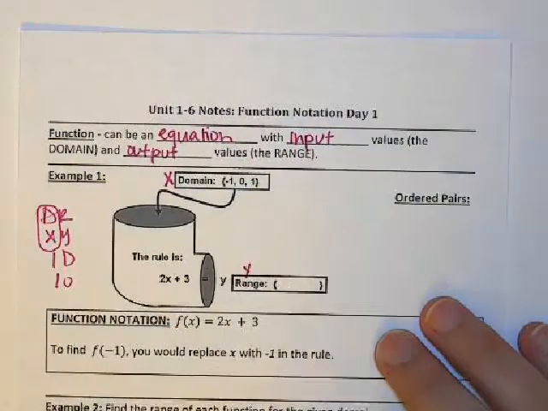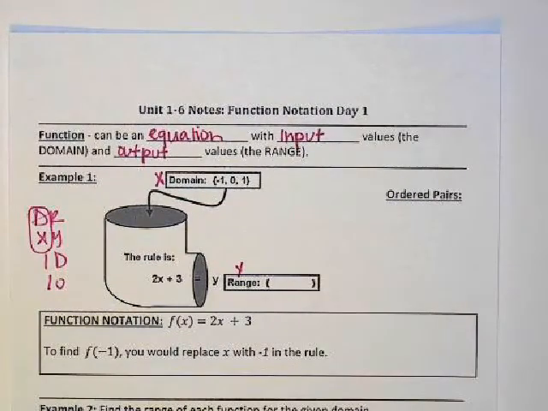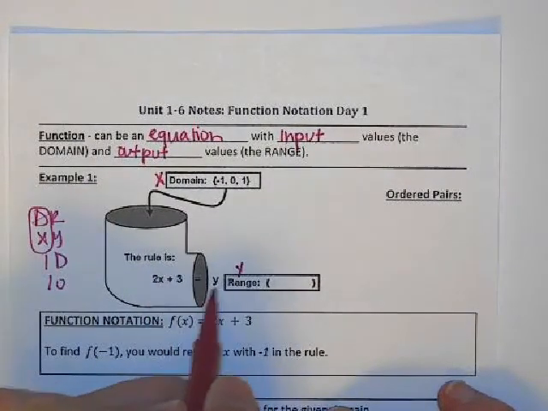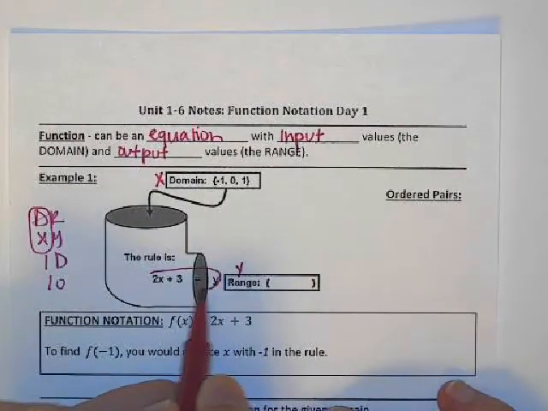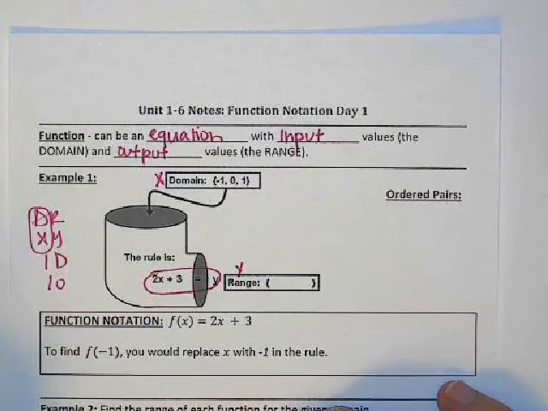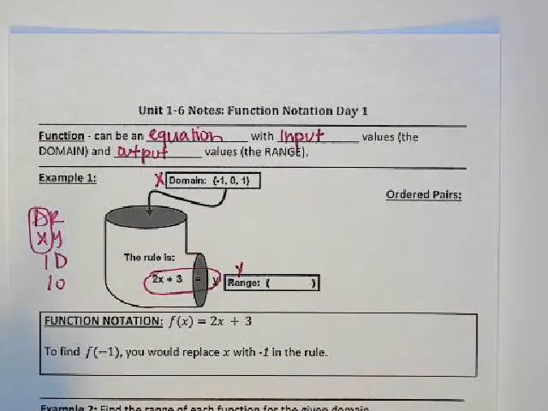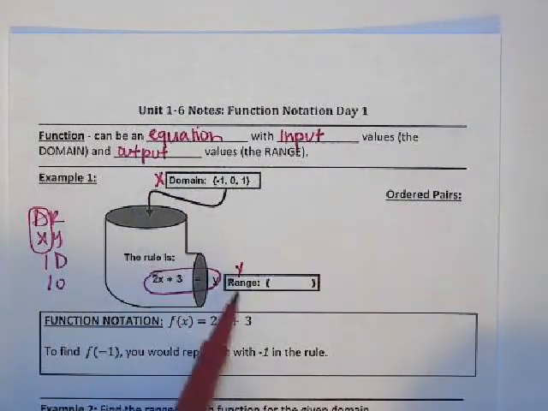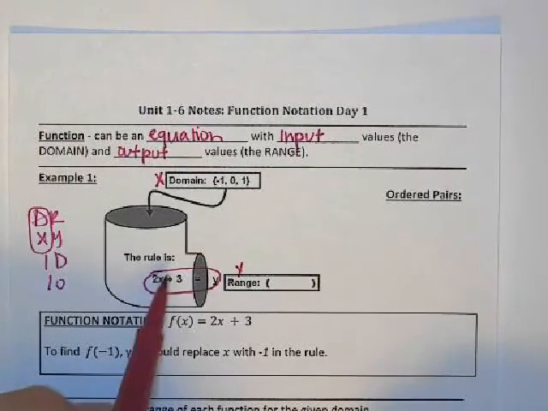All right? What else do you notice on example 1? What else does it have? There's a rule. What does this look like? Do y'all see this right here? Y equals 2x plus 3. What's that called? An equation. Okay, so it's giving your domain, it's giving your range, and it's giving you an equation.